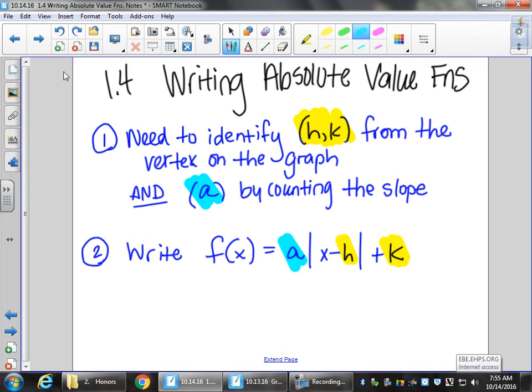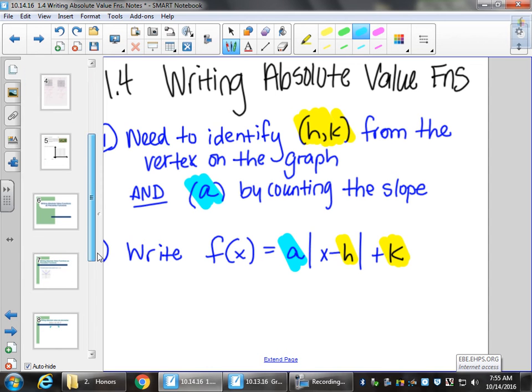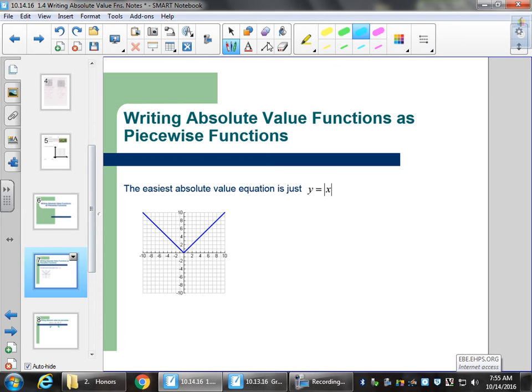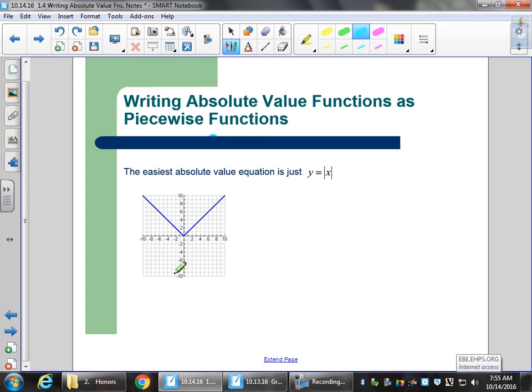Okay, let's start working on our handout. It is only 2 steps. Let's talk about our first example. So the easiest absolute value equation is just this. What is this called? Very good. Parent function. There is no shifts of any kind.